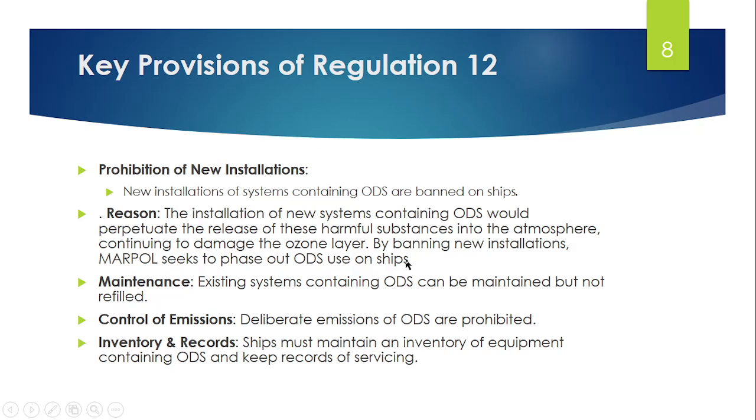After that, the whole of Regulation 12 talks about control of emissions, which means we should prevent deliberate emission and we should also record all the equipment and machinery using ODS, the amount of refrigerant present on board, the place of location, and how much quantity is placed. So all this is what Regulation 12 talks about.